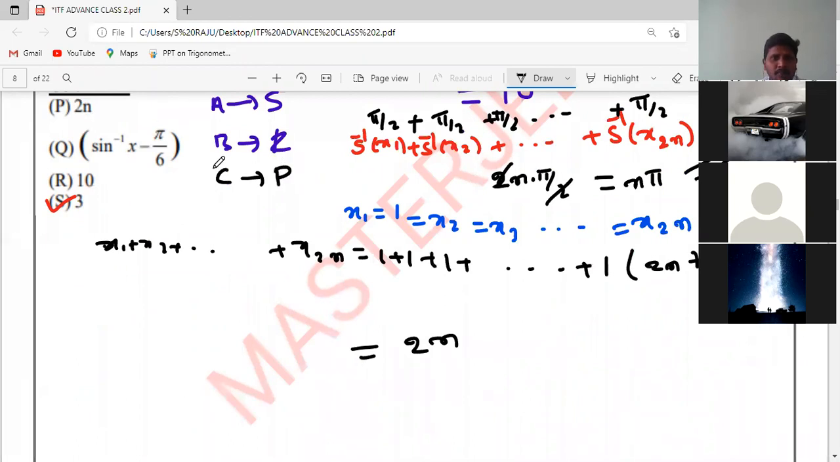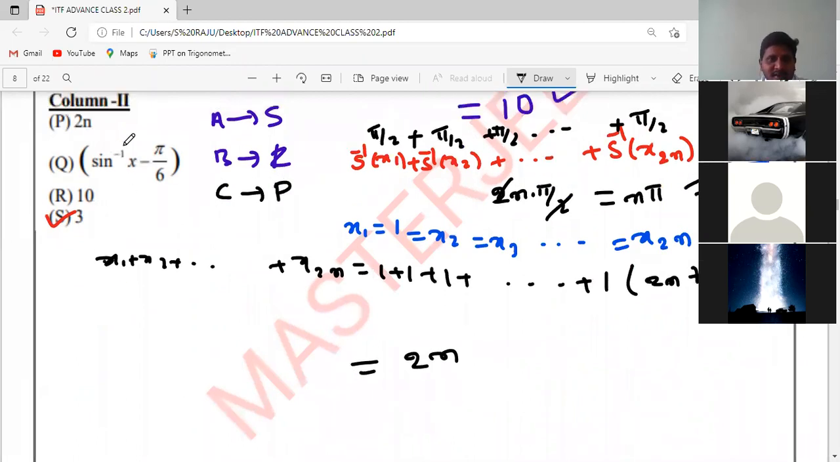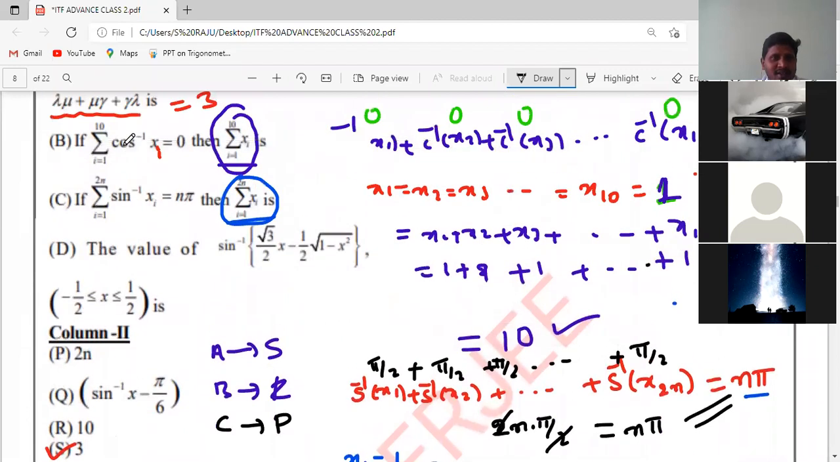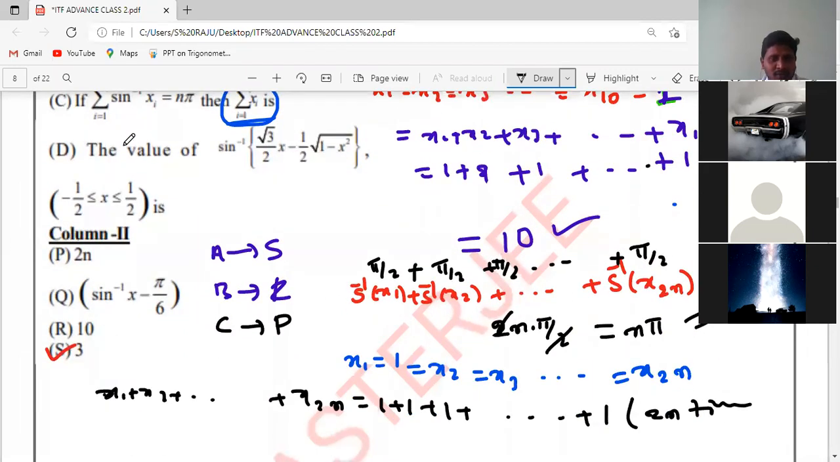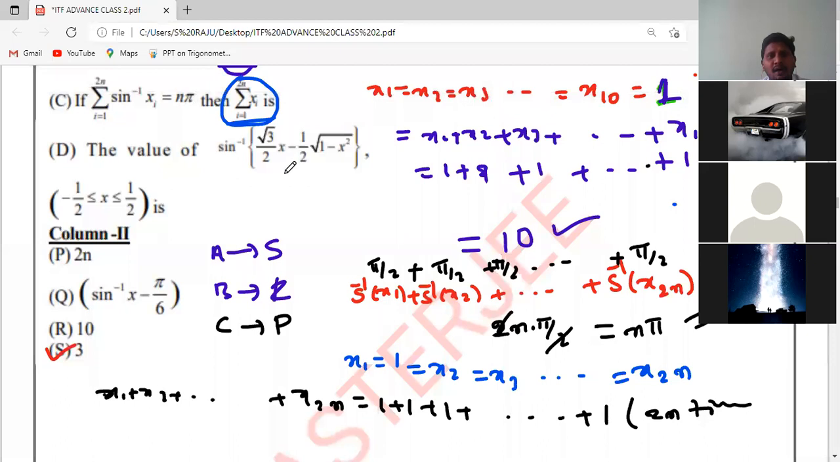Then C is matching to P. The remaining one, D, must be mapping to Q. Even with option D you can do it: x is equal to sine theta, which implies theta is equal to sine inverse x. You can try this and you'll get it directly. Root 3 by 2 can be written as cos of pi by 6, and root of 1 minus sine square is cos, into 1 by 2, which can be written as sine pi by 6.